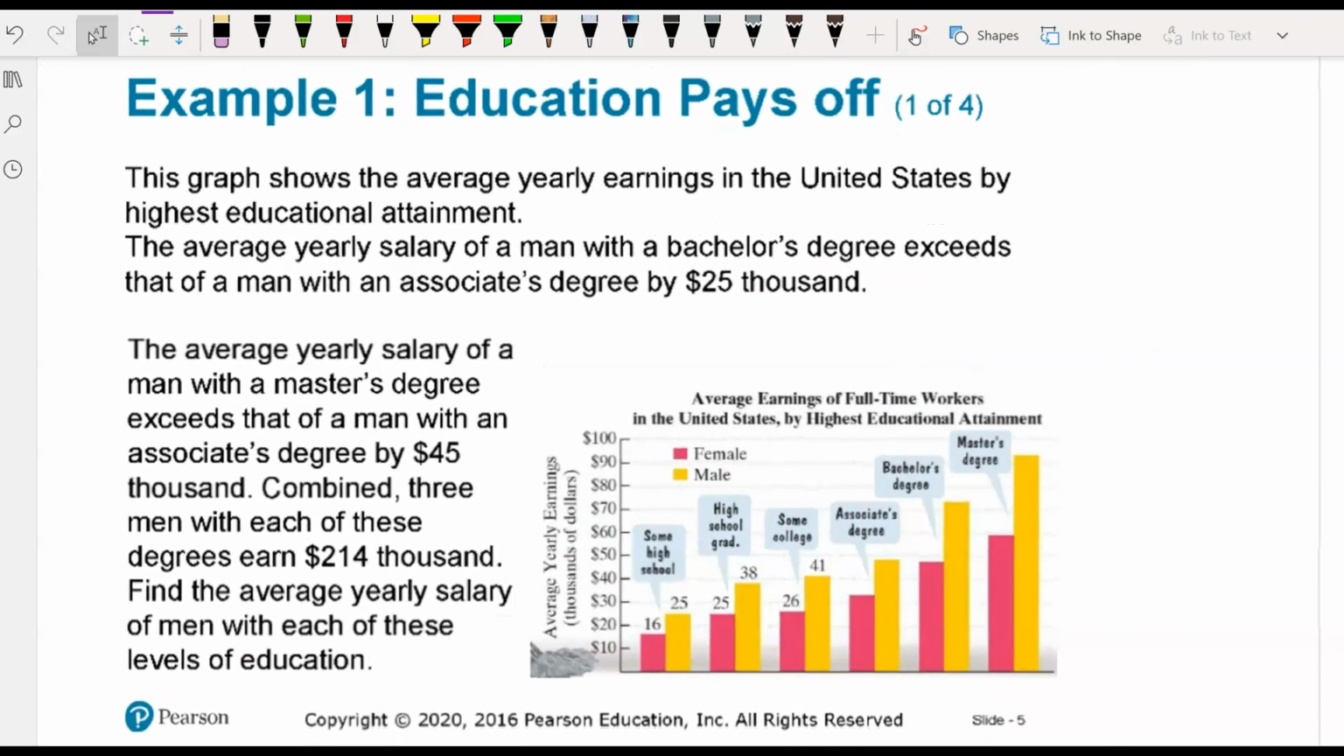All right, education pays off. This graph shows the average yearly earnings in the United States by highest educational attainment. The average yearly salary of a man with a bachelor's degree exceeds that of a man with an associate's degree by $25,000. The average yearly salary of a man with a master's degree exceeds that of a man with an associate's degree by $45,000. Combined, 3 men with each of these degrees earn $214,000. Find the average yearly salary of men with each of these levels of education.